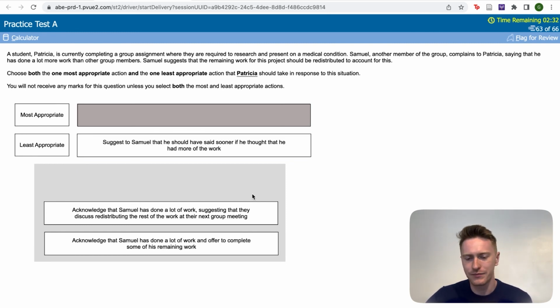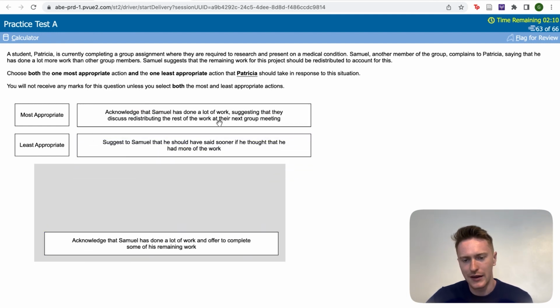Imagine if someone said, oh, dude, I'm really annoyed. I'm doing all this work, blah, blah, blah. And then you turn to them and go, oh, you should have mentioned this earlier on, so nothing I can do now. Clearly that would be inappropriate. Acknowledge that he's done lots of the work, suggesting that they discuss redistributing, or acknowledge that Samuel has done the work and offer to complete. I think suggesting it to the group is a better thing. If you can offer to complete, you're kind of taking it all on yourself.